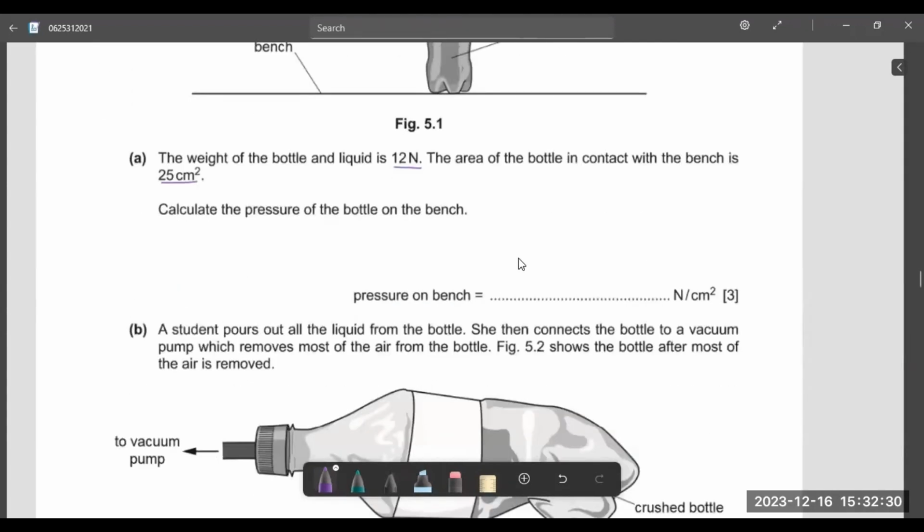So the pressure equation is force divided by area. Here the force is given as 12 Newton and the area is given as 25 centimeter square. So 12 by 25, that is 0.48 Newton per centimeter square.